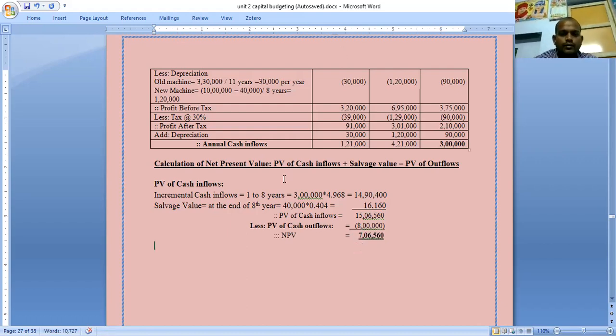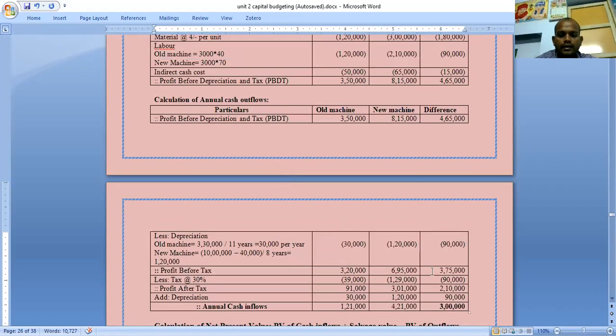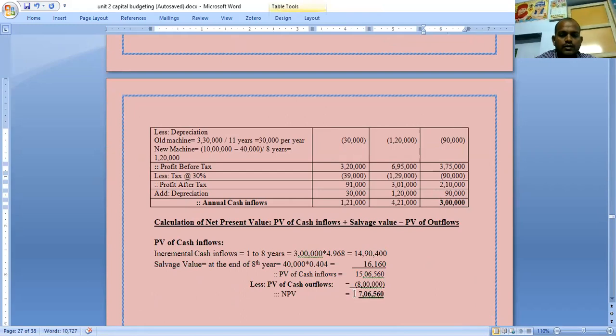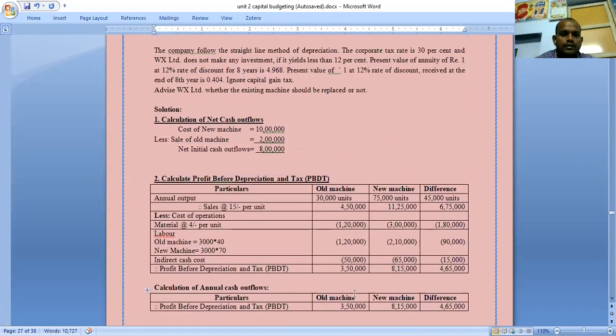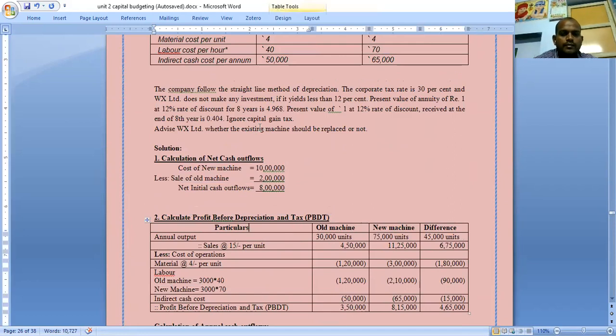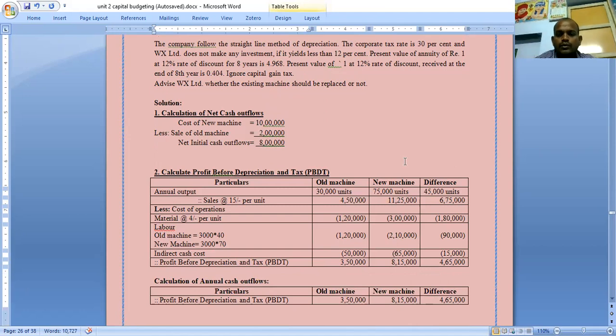This is how we have to calculate the incremental cash inflows and NPV. While taking the replacement decision, we have to calculate the incremental cash inflows first and then NPV.